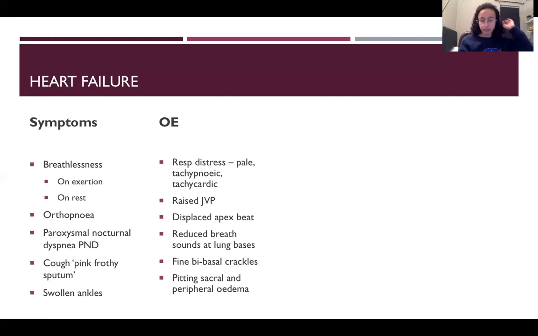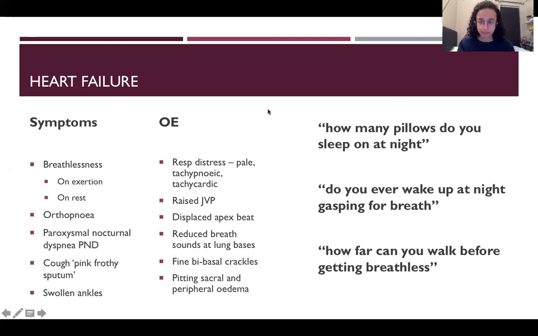So on an examination, you would find signs of respiratory distress, or you might find these signs. You can find that they're pale, tachypneic, tachycardic. They might have a raised JVP, so that's more than 4 centimeters from the sternal angle. And a displaced apex beat, meaning that there's hypertrophy. They have an enlarged heart. So reduced breath sounds at the lung bases and fine bibasal crackles, these are things that indicate pulmonary edema. And this is also edema, so just fluid overload. Their heart just can't function as well. It's having to work harder.